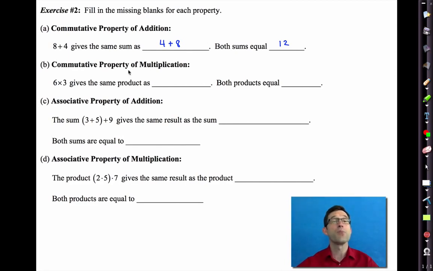Now the same thing works with multiplication. The commutative property of multiplication: 6 times 3 gives me the same product as 3 times 6. Both products are equal to 18, right?